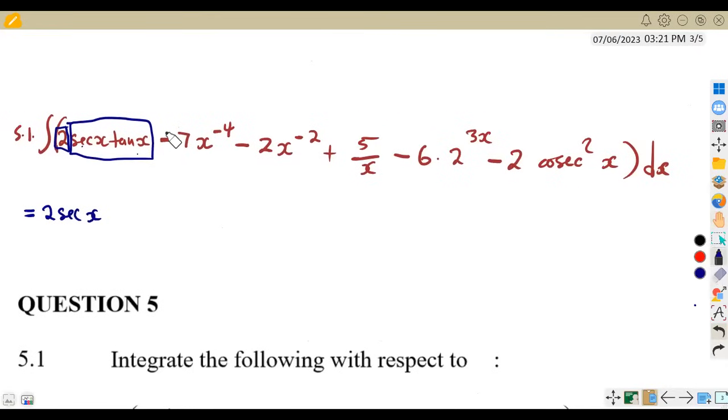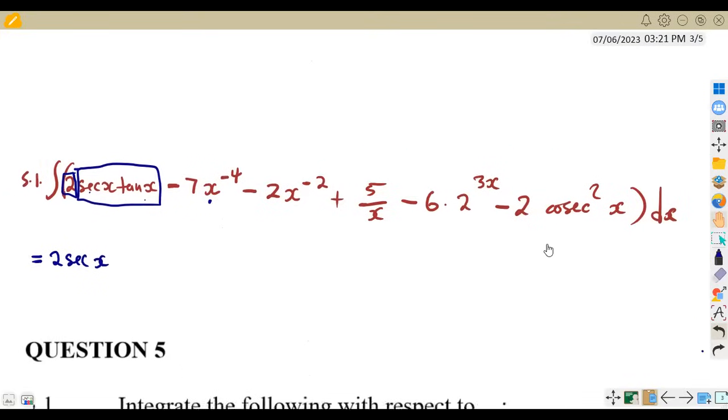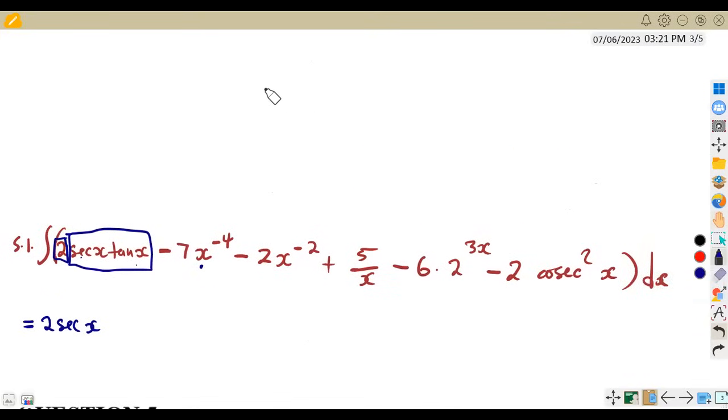And we have got -7x to the exponent of -4. So this one, you use the standard integral. The standard integral is the one of ax to the exponent of n, with respect to x. We say this one gives us x to the exponent of n plus 1 over n plus 1 plus the constant of integration. So it simply means that you add 1 on the exponent this time. Instead of subtracting like derivative, you add 1.